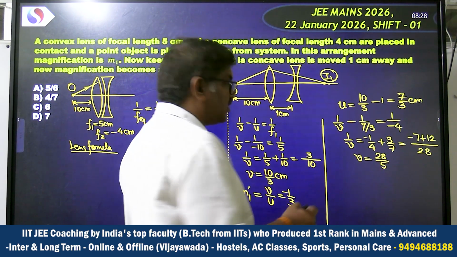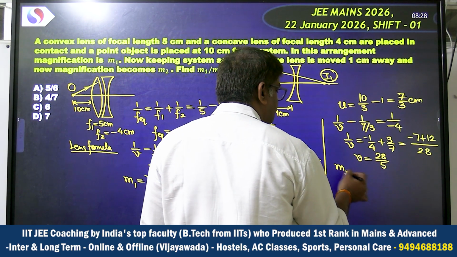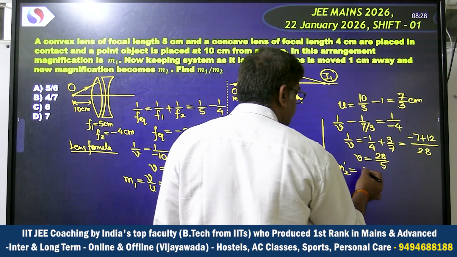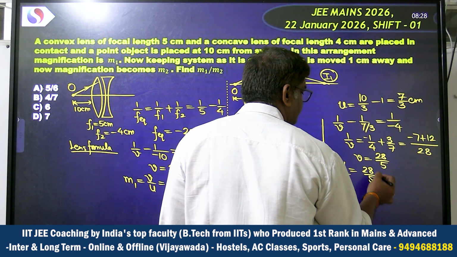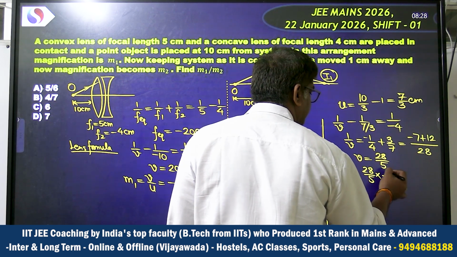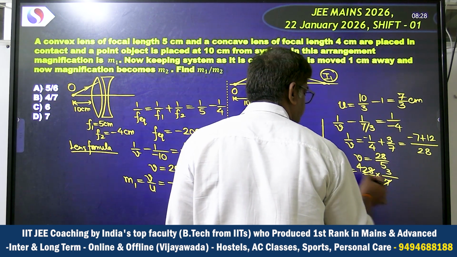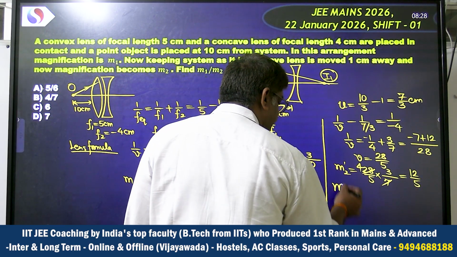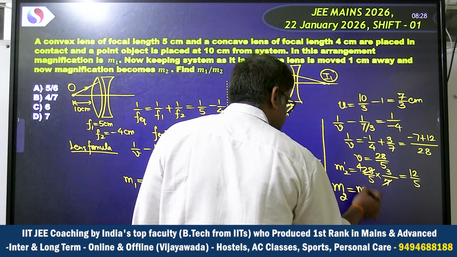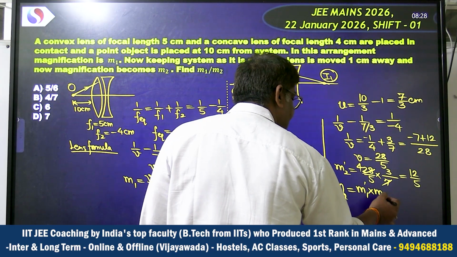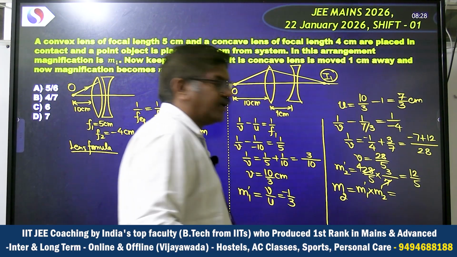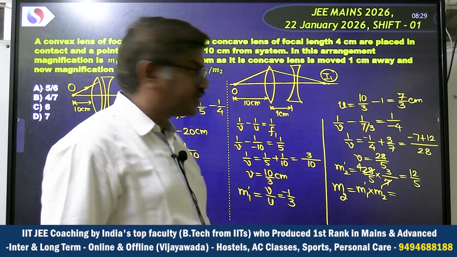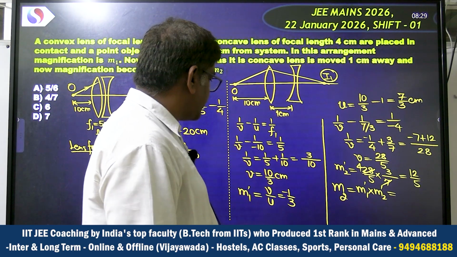28 by 5, which is giving you the magnification by the second lens, M2, as V by U. So what is V by U? 28 by 5 by U, which is 7 by 3. That means this becomes 4, this is 12 by 5. And the overall magnification in the second case is M1 dash into M2 dash. You know that if two magnifications are continuously happening by two lenses, the overall magnification is M1 dash and M2 dash.